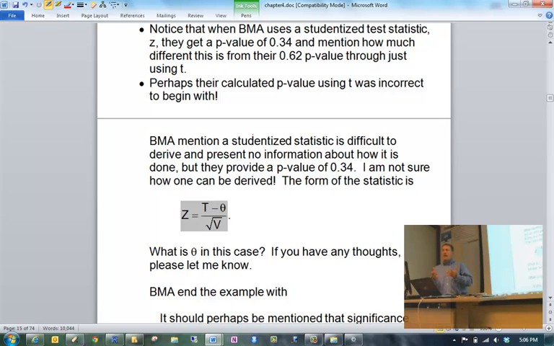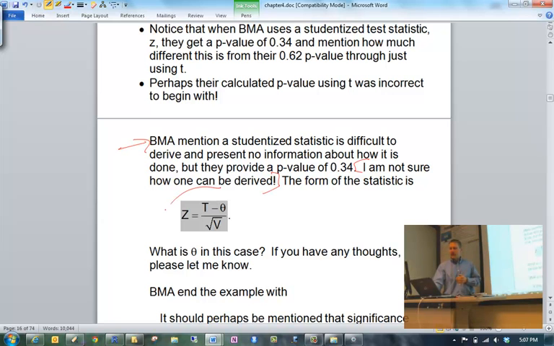Okay, so that's how you would do a hypothesis test in this situation. You can now think about how you would do other parametric bootstrap hypothesis tests. Approach it in the same manner. Now, in the book, they do mention using this studentized statistic. And they say it is difficult to derive. And they present new information about how it is done. Now, as I say here, I am not sure how it's derived either.